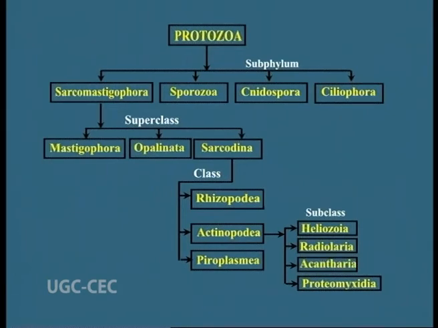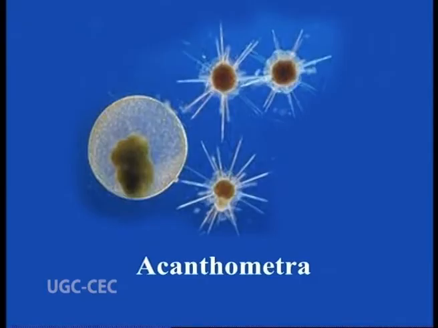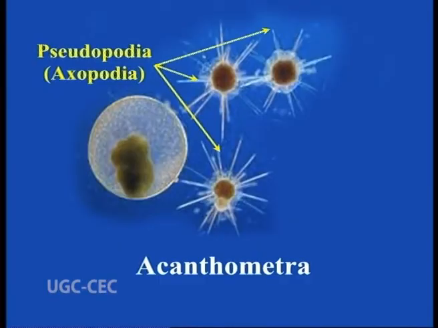Subclass Acantharia. The example is Acanthometra. Imperforate non-chitinoid central capsule without pores. Anisotropic skeleton of strontium sulfate. Pseudopodia are axopodia.